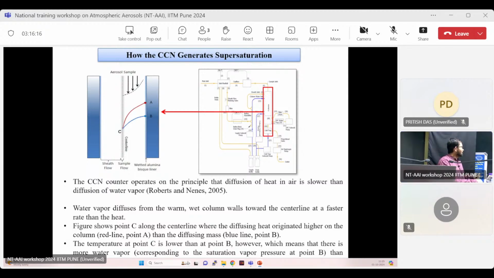But this is actually the flow diagram. You can follow it, I have mostly explained. This is the most interesting part that I tried to explain here.